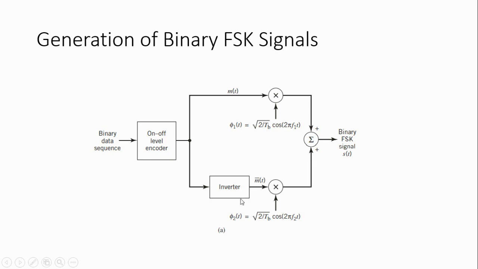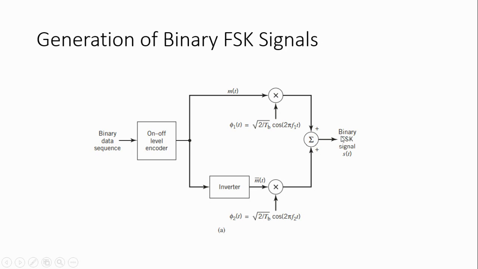It has two oscillators. The upper oscillator transmits the signal 1 and the lower oscillator allows the signal 0. Here, after the on-off level encoder, this inverter inverts the given signal, and then it is multiplied with phi 2 of t, that means the second orthogonal basis function. Then these two signals are summed and the output is produced to the channel.